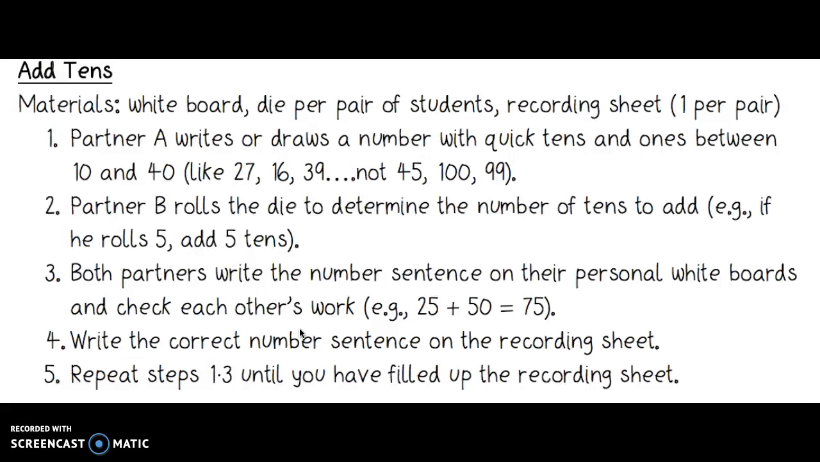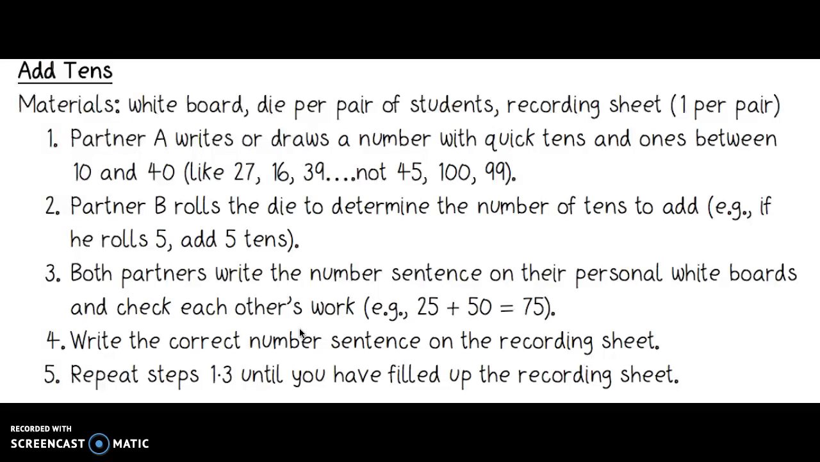For step 1, partner A, so you decide who's going to be partner A and who's going to be partner B. The first person, partner A, will write, or you can draw, a number using quick tens and ones between the number 10 and 40. So it can be like 27, 16, 39, but nothing higher than 40. So you cannot use a number like 45, 100, 200, 99. The numbers cannot go higher than 40.